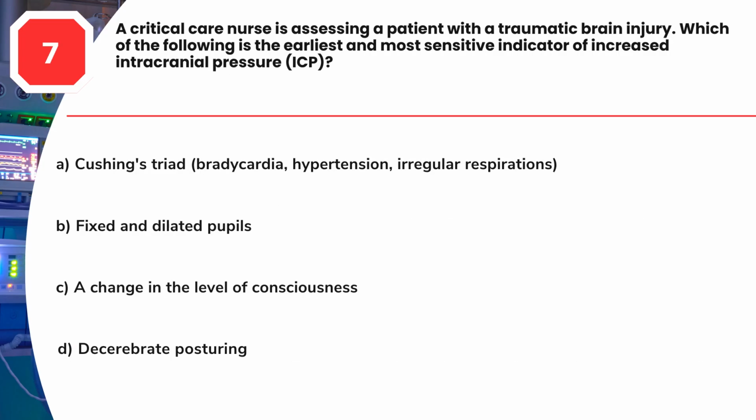Question 7. A critical care nurse is assessing a patient with a traumatic brain injury. Which of the following is the earliest and most sensitive indicator of increased intracranial pressure, ICP? A. Cushing's triad: bradycardia, hypertension, irregular respirations. B. Fixed and dilated pupils. C. A change in the level of consciousness. D. Decerebrate posturing.